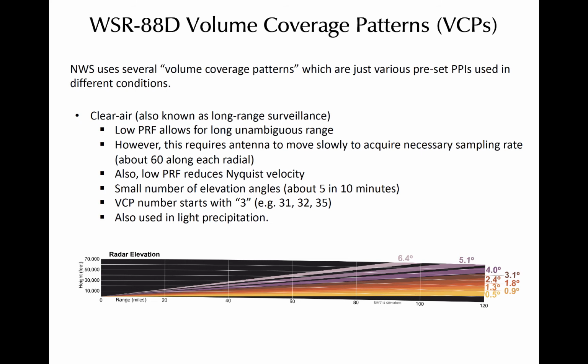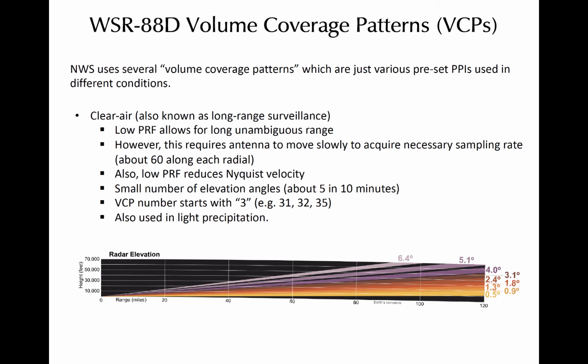The one shown here is known as the clear air mode. It is used for long-range surveillance in quiet conditions near the radar. Because the goal is to maximize the unambiguous range, the PRF is set to something as low as 314 Hz. However, the long pulse period means that the antenna must move more slowly than normal to capture an acceptable sampling rate. The slow antenna rotation also increases the sensitivity by decreasing the background noise.